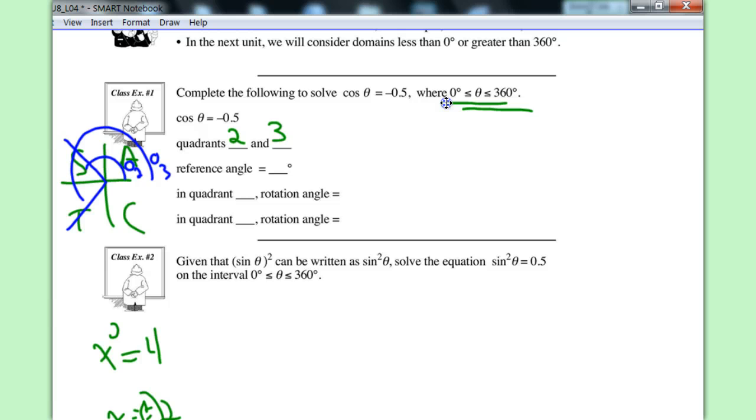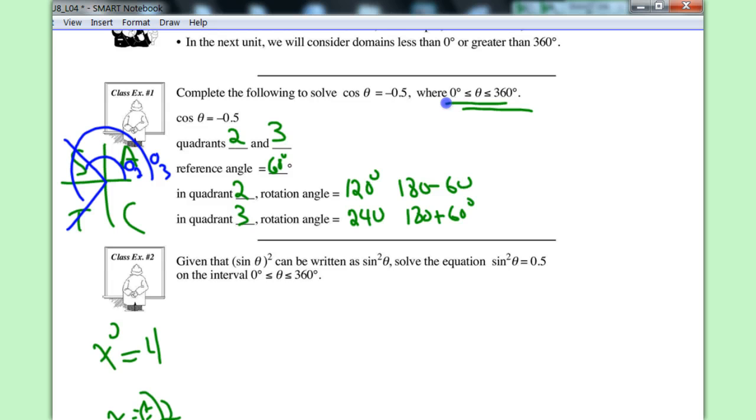That reference angle, I plug it in my calculator, second or inverse cosine, turns out to be 60 degrees. And a 60-degree angle in quadrant 2 has a rotation angle of 120 degrees. And a rotation angle in quadrant 3 would be 180 plus 60, which would be 240 degrees. 180 minus the 60 and 180 plus the 60 gets you in quadrant 3, right? So that's review of what we've done before.